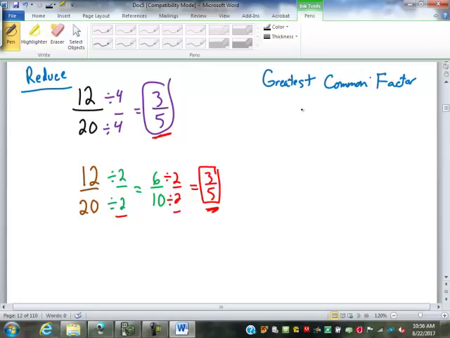So many high school teachers and elementary school teachers say you have to find the largest number that goes into both. No, you don't. It just takes more steps if you don't.